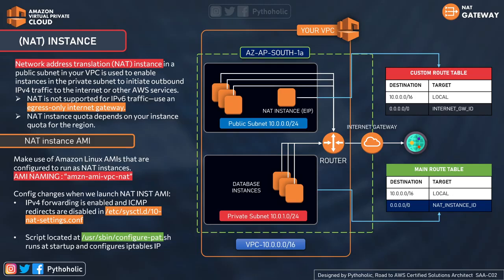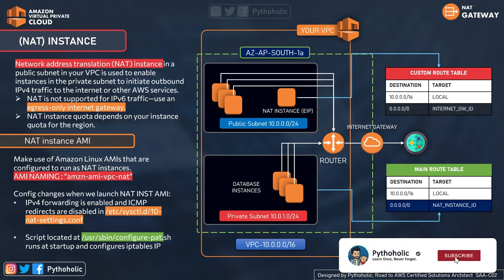And you have to attach an elastic IP to it. The good thing is that you can assign elastic IPs to your instance after it has launched as well, if you're not going to go with the same public IP that was added as part of the launch process while creating the EC2 instance. And there are a few config changes that happen when we launch the NAT instance AMI. Here IPv4 forwarding is enabled and ICMP redirects are disabled in the NAT setting configuration file. And as part of the boot launch configuration, the script configure-pat.sh runs at startup and configures iptables.